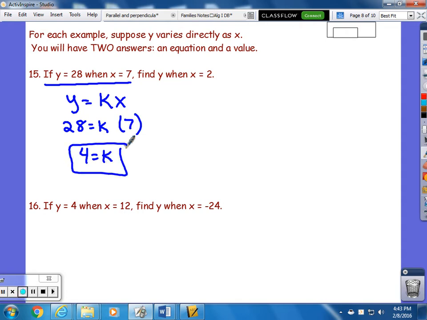So now that's the equation. We're going to plug in here. Y is equal to 4x. And now it says find y when x equals 2. So y is equal to 4 times 2. Y is equal to 8.